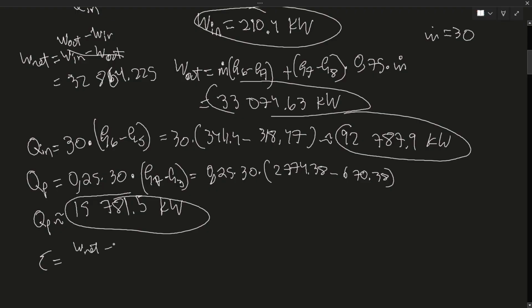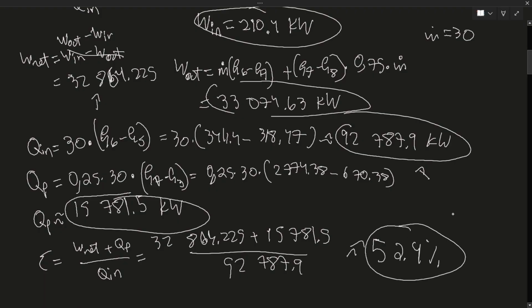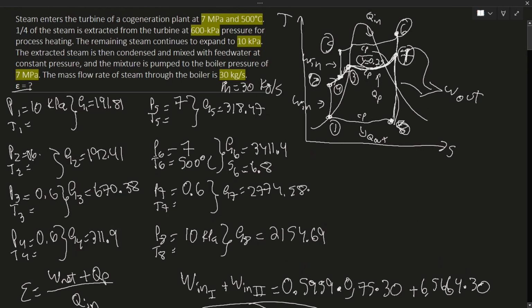Okay, now we have everything to calculate the utilization factor. W net plus Q process divided by Q in. W net is up here, 32,864.225 plus Q process 15,781.5 divided by Q in, which is this one, 92,787.9, giving us a utilization factor of about 52.4%. This is basically your thermal efficiency for the cogenerative Rankine cycle. And that's it. That's how you solve a cogenerative Rankine cycle problem.